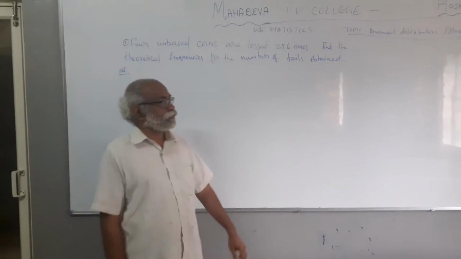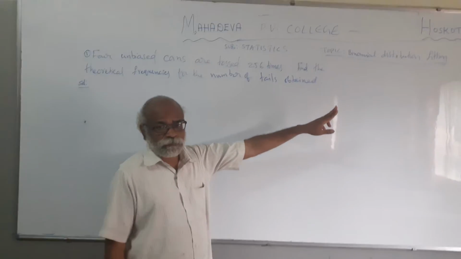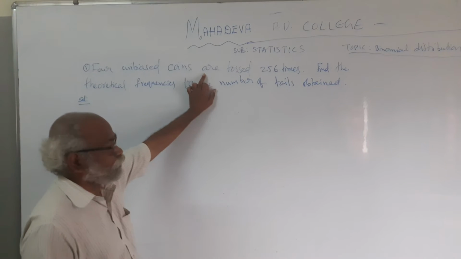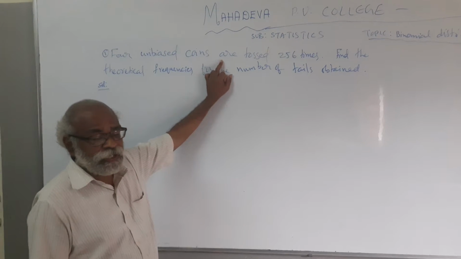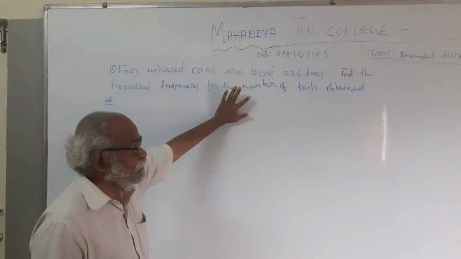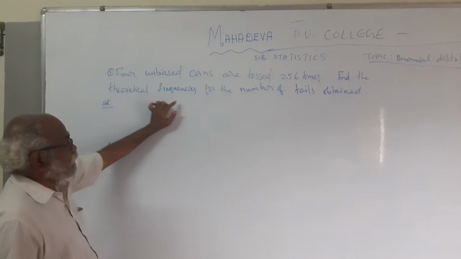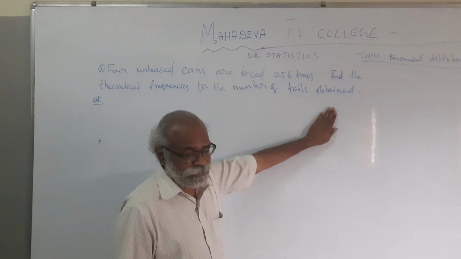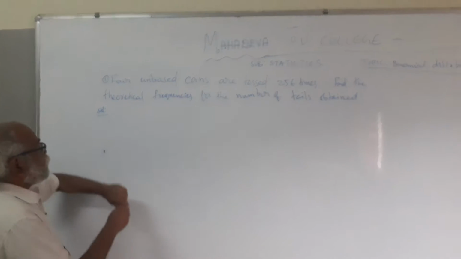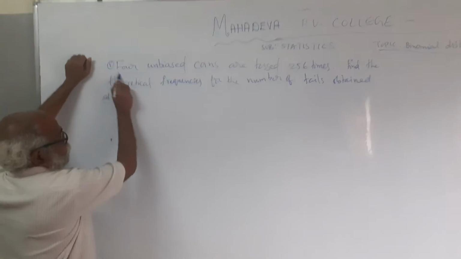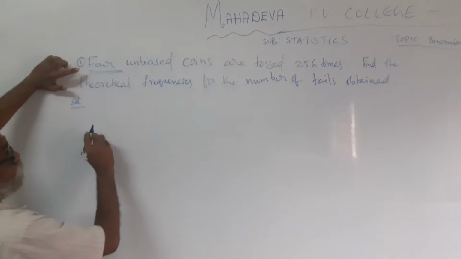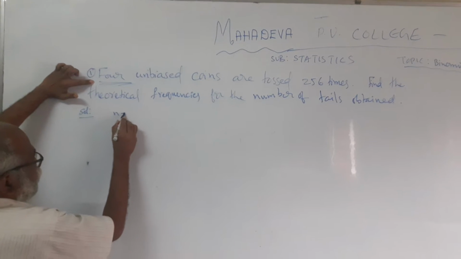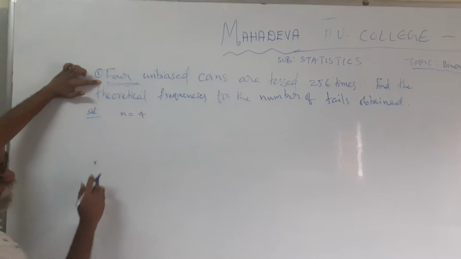Today we are going to discuss fitting a binomial distribution when you know the p-value. Four unbiased coins are tossed 256 times. Find the theoretical frequencies for the number of tails obtained. Here, how many coins are tossed? 4 coins, and small n is 4.